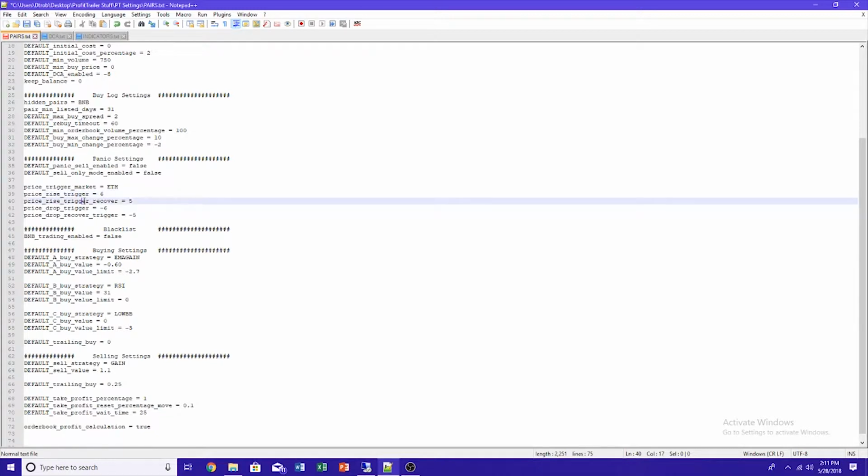And then we've got the price rise trigger, recover. So once it falls back down to 5% on the day or lower, it will take the bot out of sell only mode and start buying in the possible buy log again and start trading.